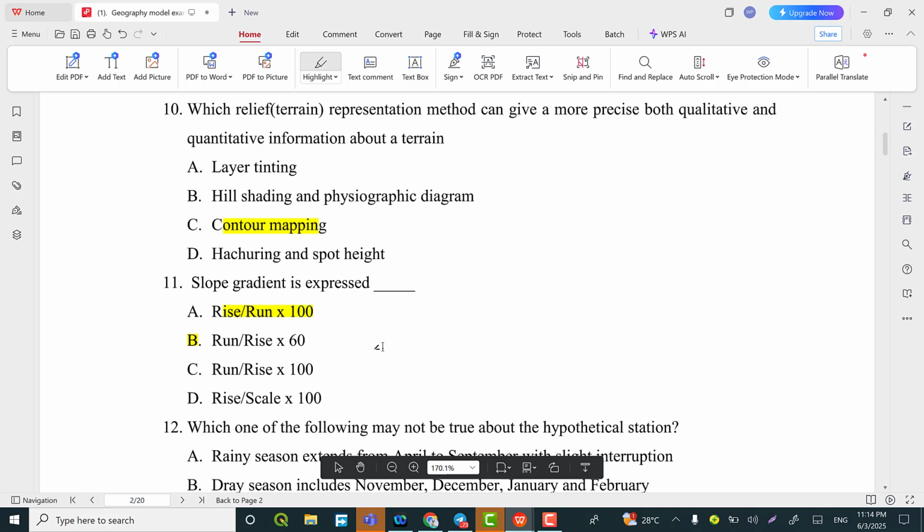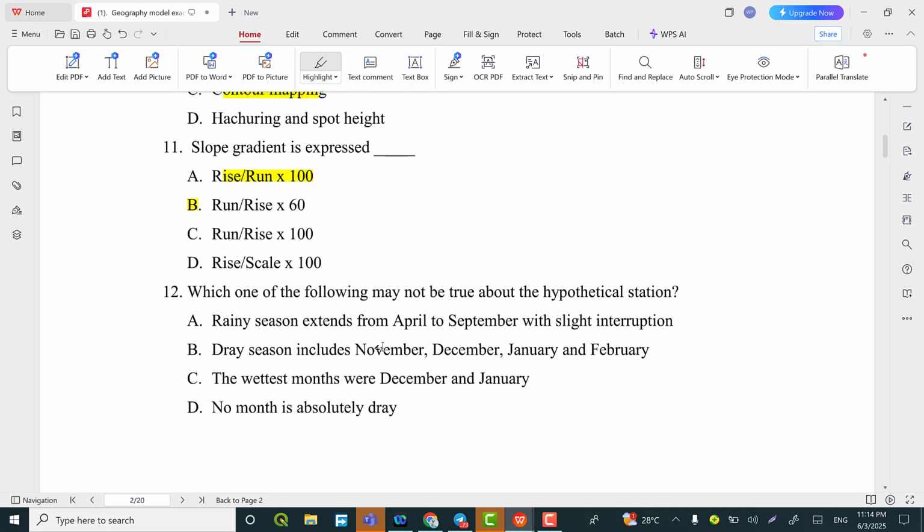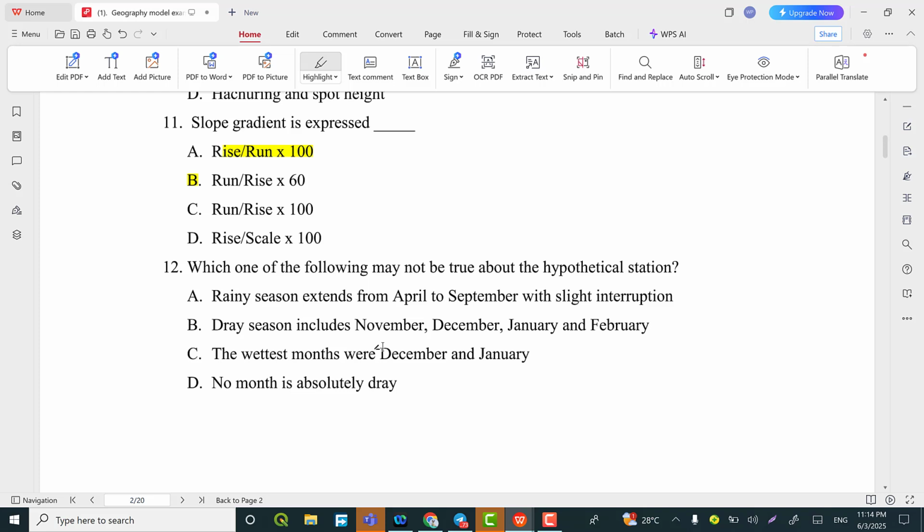Question number 12. Which one of the following may not be true about the hypothetical station? A. Rainy season extends from April to September with slight interruption. B. Dry season includes November, December, January, and February. C. The wettest months were December and January. D. No month is absolutely dry. So the answer is, if the hypothetical station is not to be true, C could not be true.